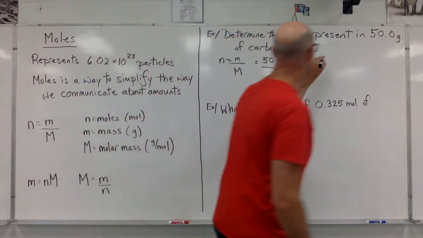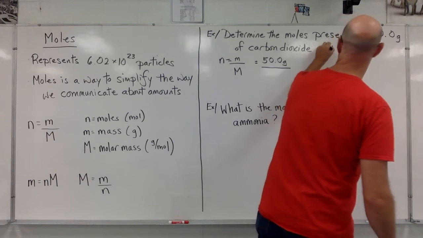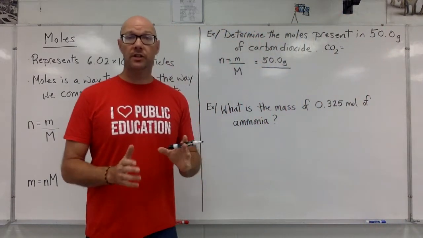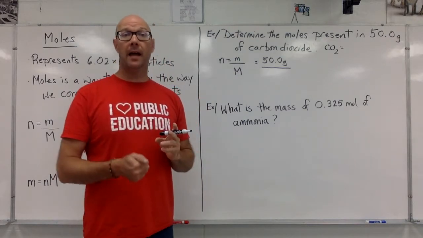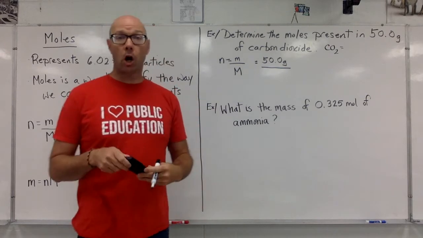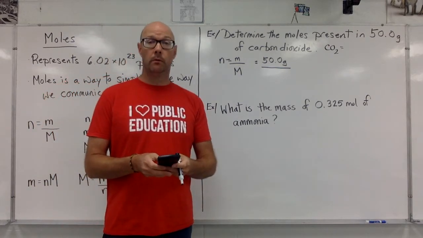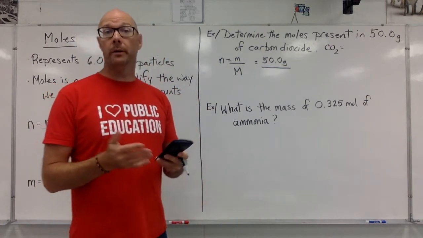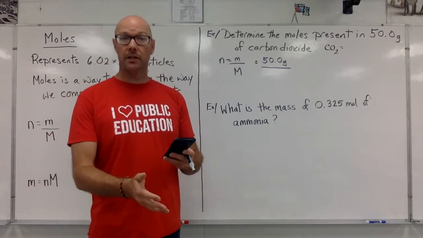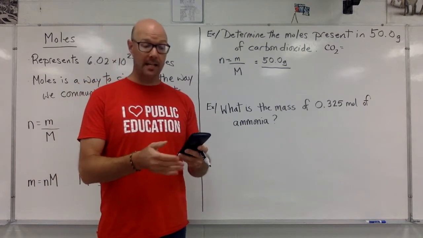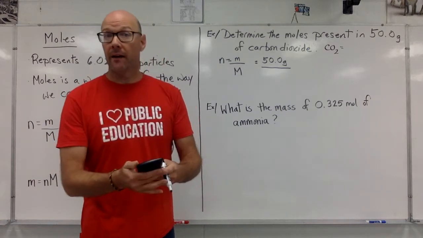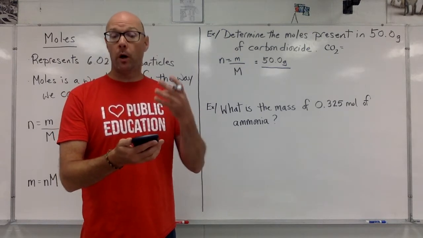Carbon dioxide is CO2. CO2, that's 1 carbon and 2 oxygens. I need to go to the data booklet, find carbon, it's 12.01. There's only 1 carbon in CO2. And now there's 2 oxygens, each, the data booklet tells me, with an atomic mass of 16.00. So I take my time, and I have the molar mass 44.01.